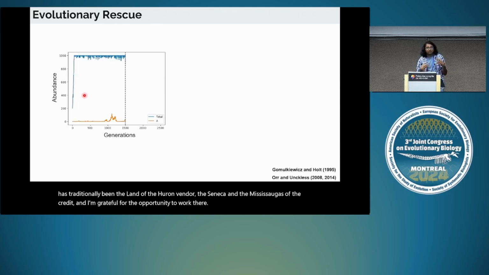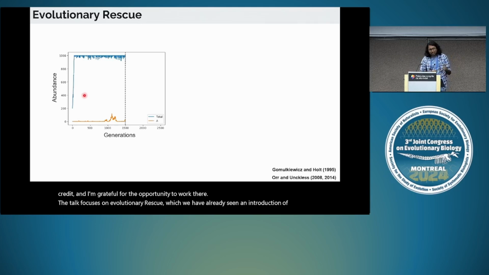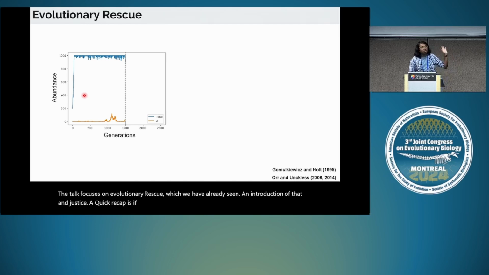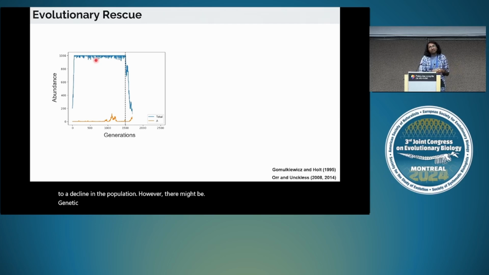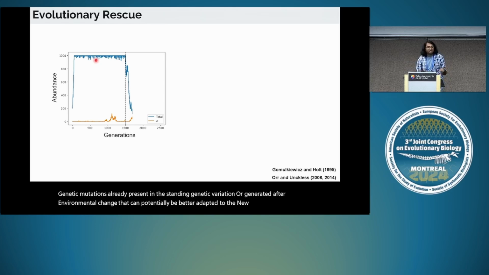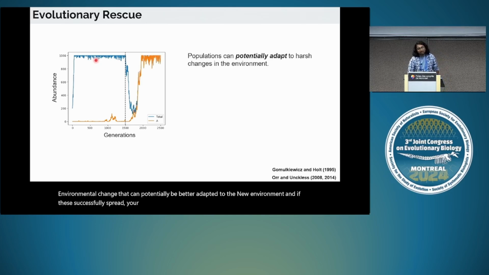The talk focuses on evolutionary rescue, which we have already seen an introduction to. Just a quick recap: if you have a population well adapted to the environment, at its carrying capacity, a harsh change in the environment can lead to a decline in the population. However, there might be genetic mutations already present in the standing genetic variation, or generated after environmental change, that can potentially be better adapted to the new environment. If these successfully spread, your population can survive the environmental change, and it's called evolutionary rescue.